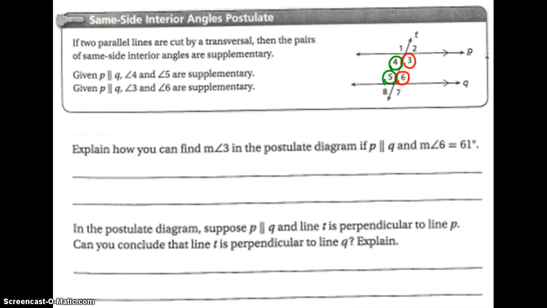It says, explain how you would find the measure of angle 3 in the postulate diagram if P is parallel to Q and angle 6 is 61 degrees. Since angle 3 and angle 6 are same side interior, we know they're supplementary and must add to 180 degrees. So I'm going to substitute 61 degrees in for angle 6. By subtracting 61 from both sides, the subtraction property, I get that angle 3 is 119 degrees.